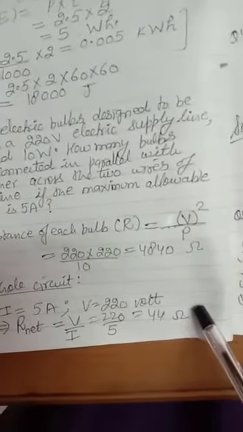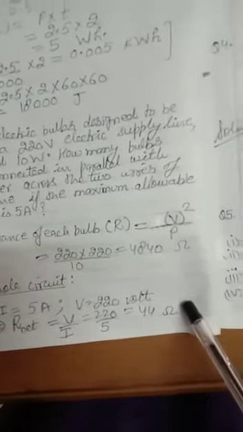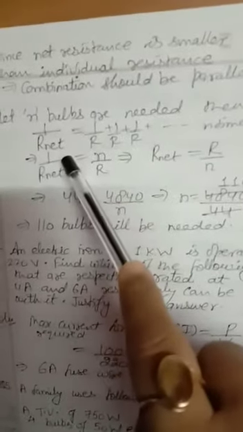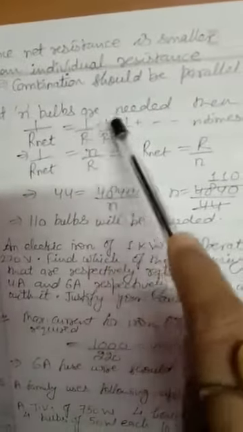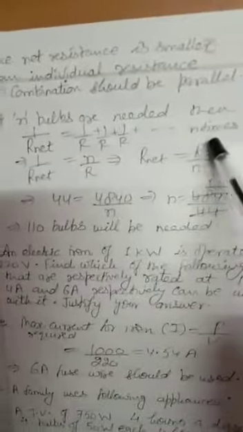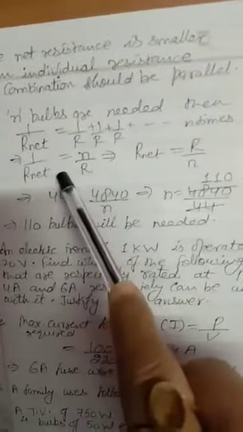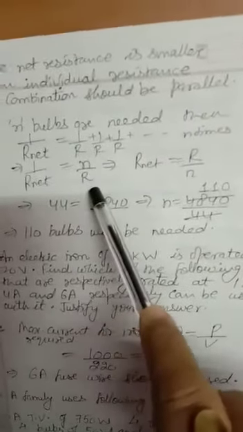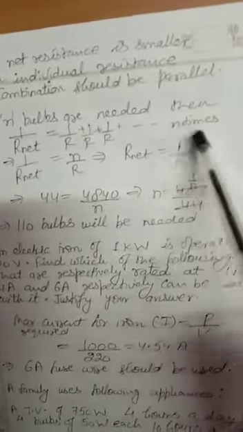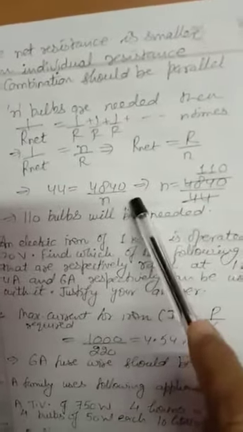So we say simply we have to use the parallel combination, and say we are using n bulbs in parallel, then effective resistance will be 1 upon R1 plus 1 upon R2 plus 1 upon R3 and so on. Because n bulbs are there, so we get 1 upon R net is n upon R. And on solving, we get R net is R upon n. Substitute the values, so we get n is 110.